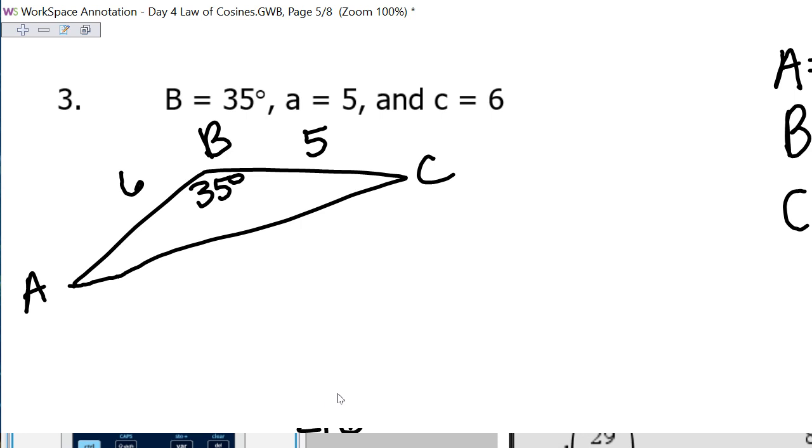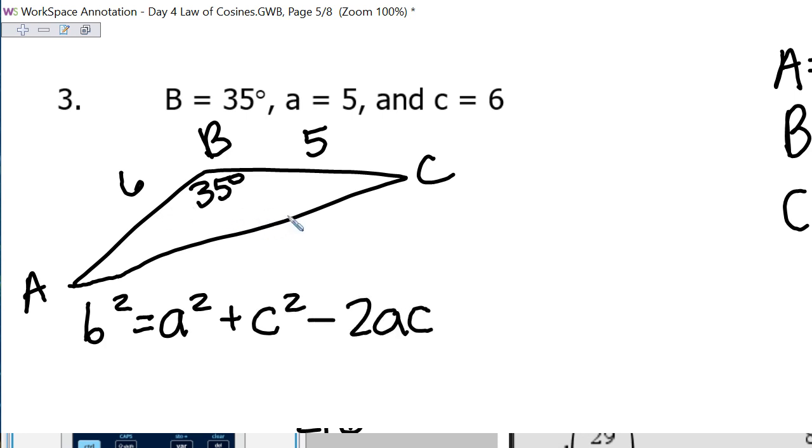Can I tell which side is going to be the longest from the information they gave me? No, so that's not helpful. But if they gave you an angle, then you'll know where to start. So if they gave us angle B, do I use the formula for A squared, B squared, or C squared? B squared. So B squared equals A squared plus C squared minus 2AC cosine of angle B. This is not hard, it's just to fill in what we know.